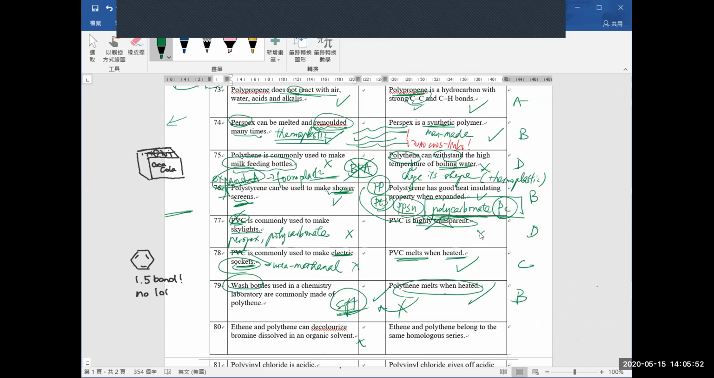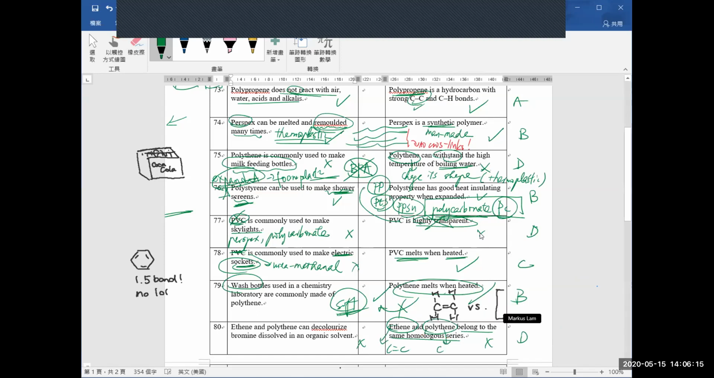80. D. Both are crosses, right? Both are wrong. Ethene and polyethylene belong to the same molecular series. Of course, it's undoubtedly wrong. One difference is that ethene has a C=C double bond, while polyethylene has no C=C double bond. All the carbons are linked by C-C single bonds. Because of that, ethene can decolorize bromine dissolved in organic solvent. Polyethylene does not. It's D.